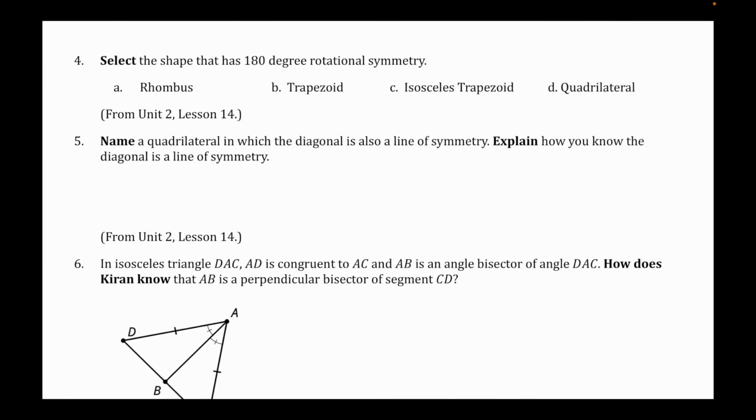Which brings us to question 4. We're going to select a shape that has 180-degree rotational symmetry. So rotational symmetry for 180 degrees means we can flip it all the way over, rotate it 180 degrees, and it will map onto itself.